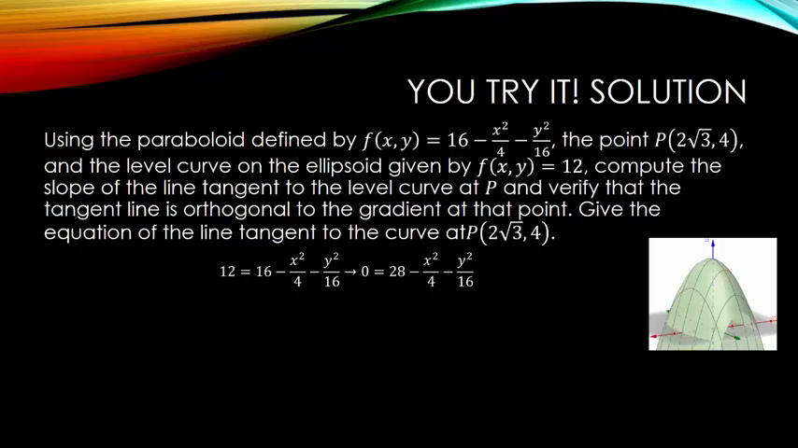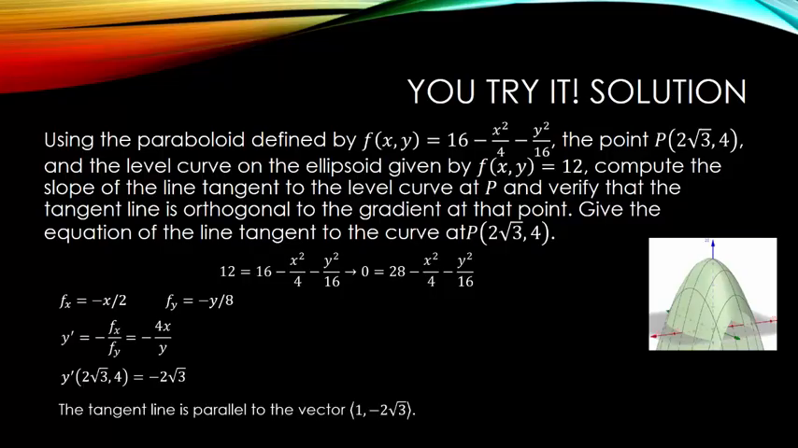Now I can take the partial derivatives with respect to x and y. Fx is given by -x/2. Fy is given by -y/8. My y' is equal to the negative of fx over fy, which gives me -4x/y. Y' evaluated at the point (2√3, 4) gives me -2√3. The tangent line is parallel to the vector with components 1 and -2√3.